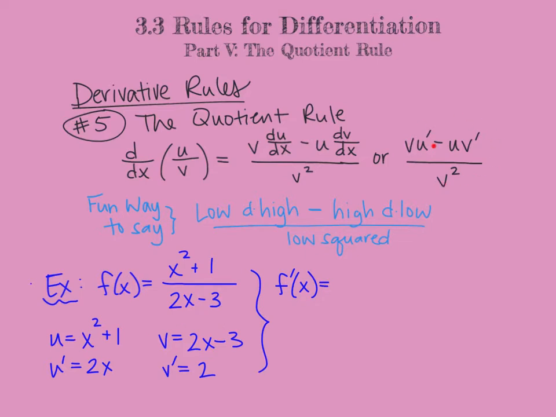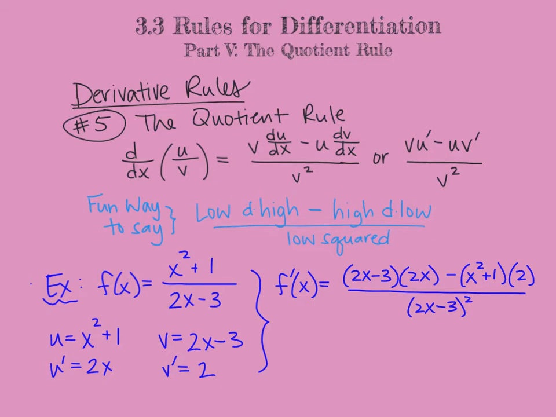So I need v times u prime first. So v is 2x minus 3, and u prime is 2x. Then it's minus u times v prime. u is x squared plus 1, and v prime is 2. We're putting this all over low squared, or v squared. v is 2x minus 3. I'm just going to put that squared.